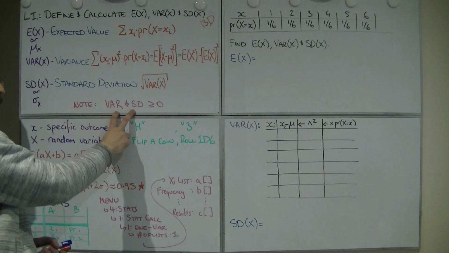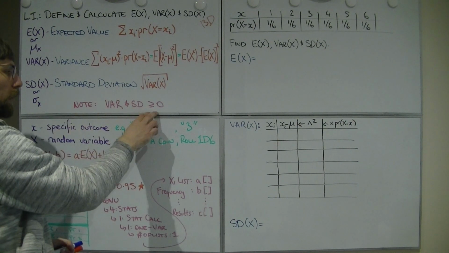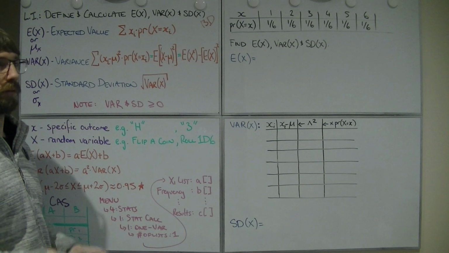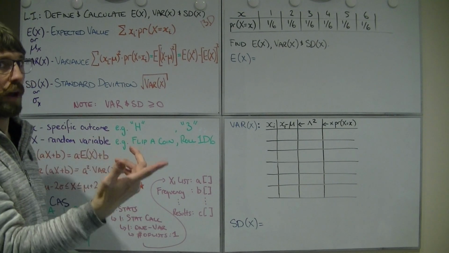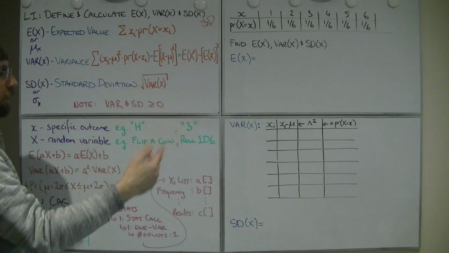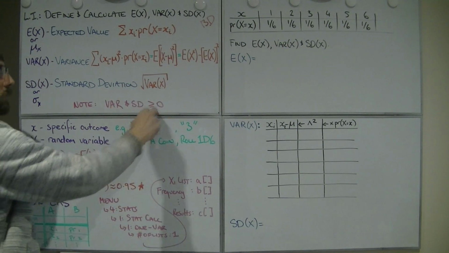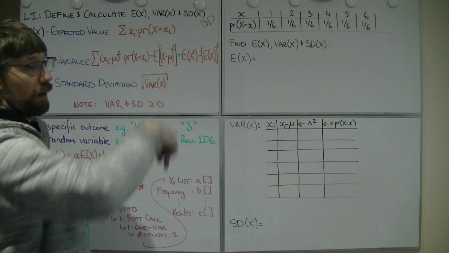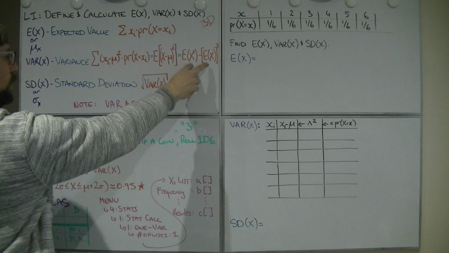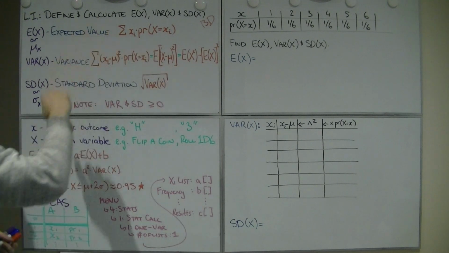To be clear, variance and standard deviation should always be greater than, or technically you could be equal to 0 if you had absolutely no variance, but then you don't really have a probability distribution because it's going to land on that one value. So it should always be greater than 0. In the chance that I've got this backwards, you just take the absolute value and you're fine. So these should always be bigger than 0. Your expected value can be negative.